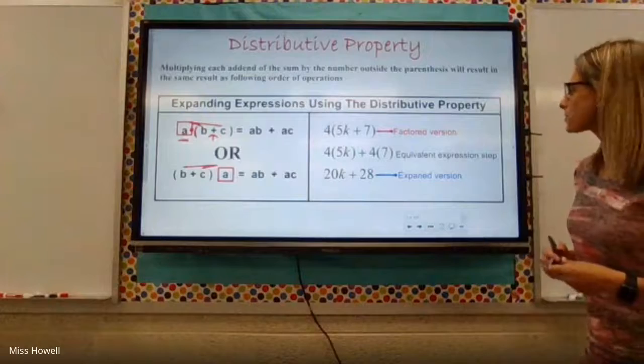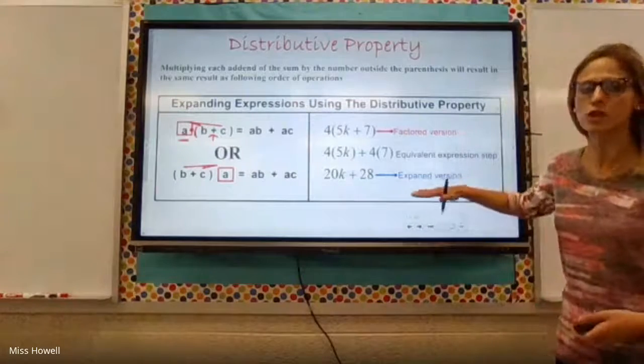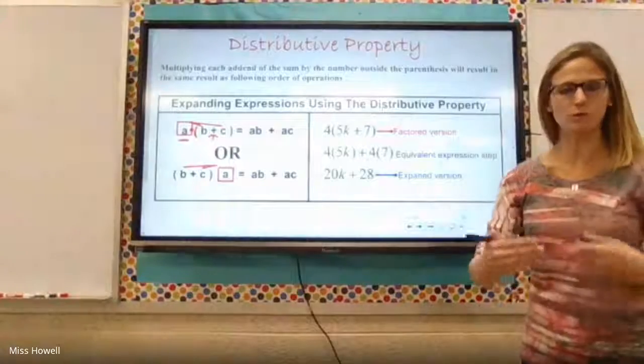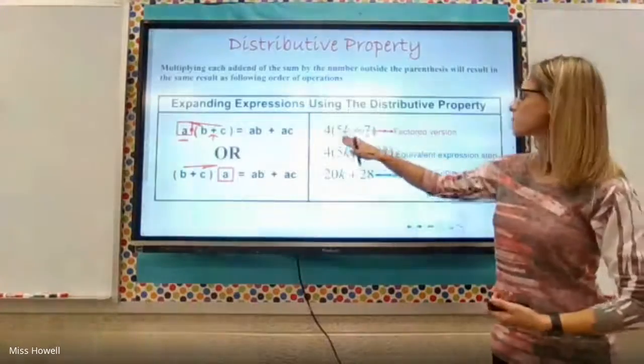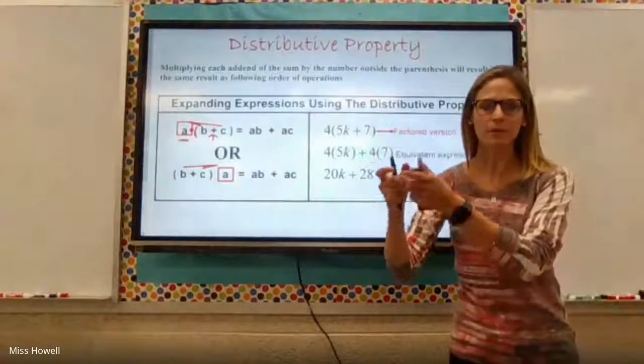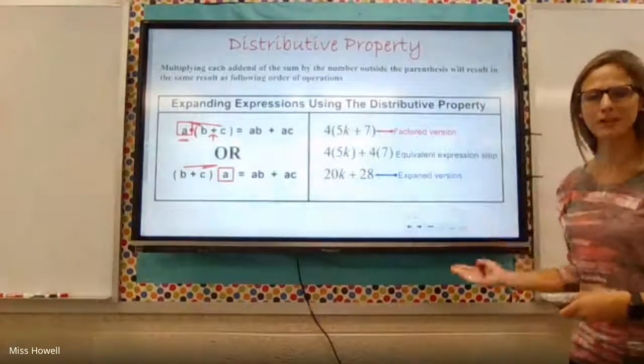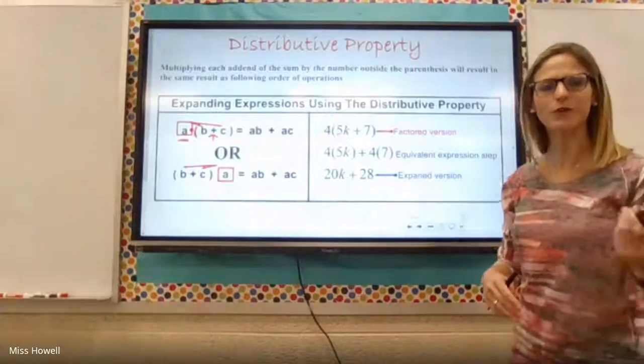After you expand using the distributive property, we get what's called the expanded version. It no longer has grouping symbols or parentheses in it. So we're taking this factored version, and we're taking that outside number, the outside factor, and sharing it with the inside items to get the expanded version. That's our goal for today.